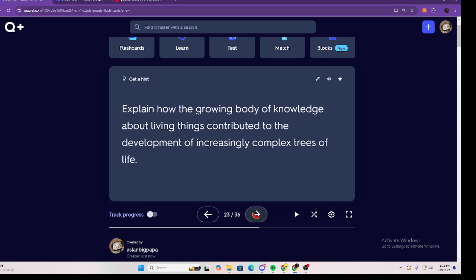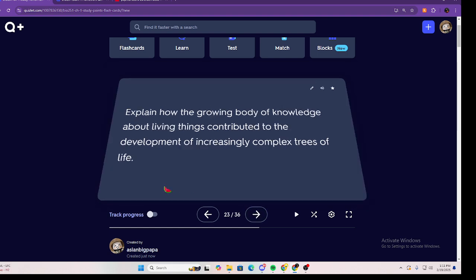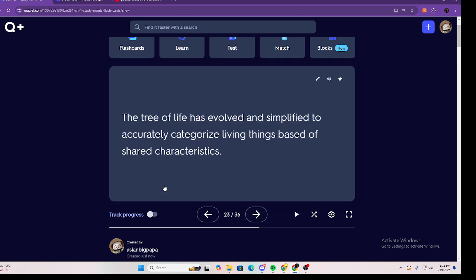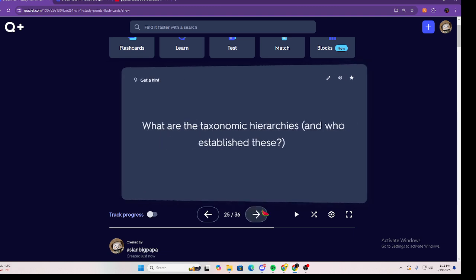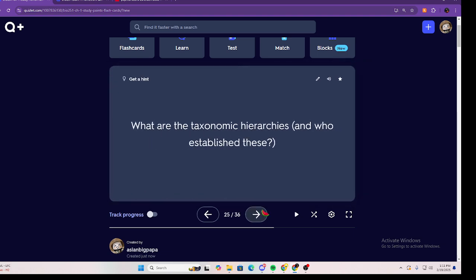So explain how the growing body of knowledge about living things contributed to the development of increasingly complex trees of life. So basically, over time, the tree of life started with Linnaeus to Woese, and basically evolved and simplified to accurately categorize living things based off of shared characteristics. 3-domain system. Like I said, bacteria, archaea, and eukarya. That's it.